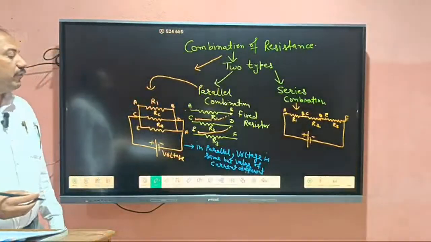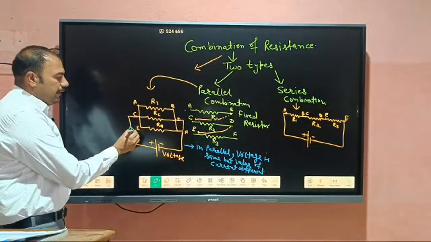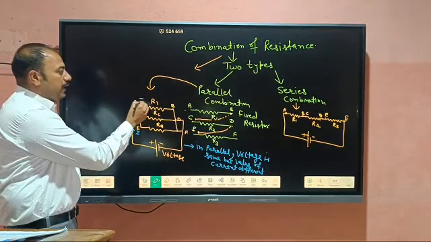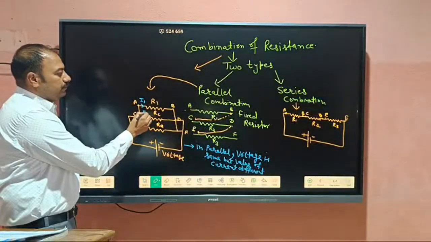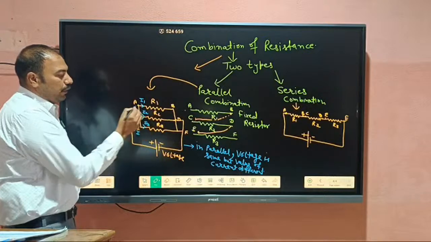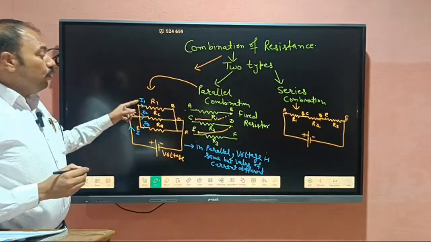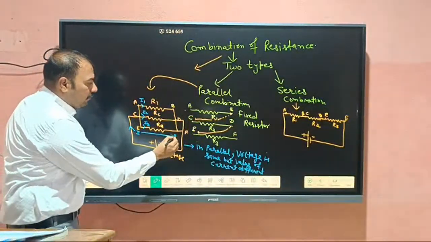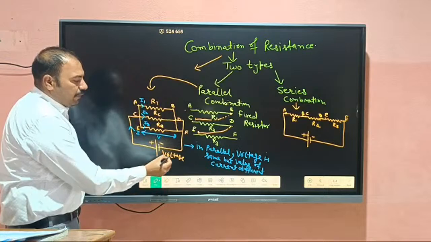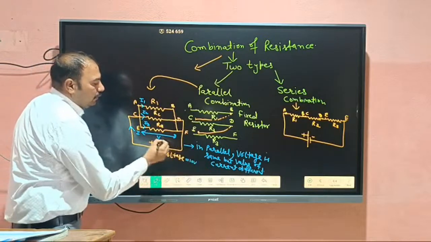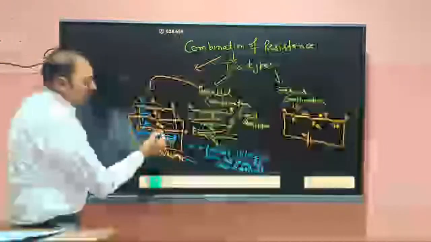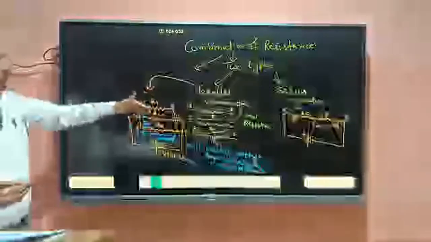So the value of current is different when the supply I arrives here; the electrical current divides into three paths, for example I1, I2 and I3. So in a parallel combination, the value of electrical current is different, but the voltage is the same. So what is the voltage here? V. For example, voltage is equal to 10 volt. So each resistor has 10 volt.